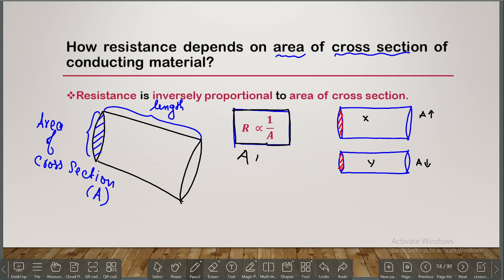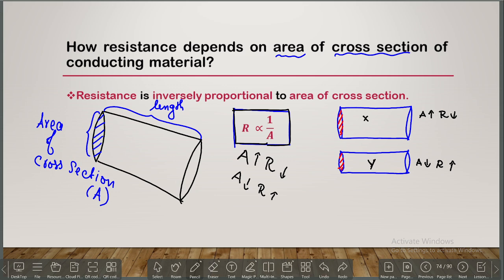If area is high, the resistance offered by the conductor will be less. So here area is high, then you can say that resistance will be low. Simultaneously, if area is low, resistance of the conducting material will be high. Here in conductor Y, the area of cross section is low, so this conductor will have more resistance.